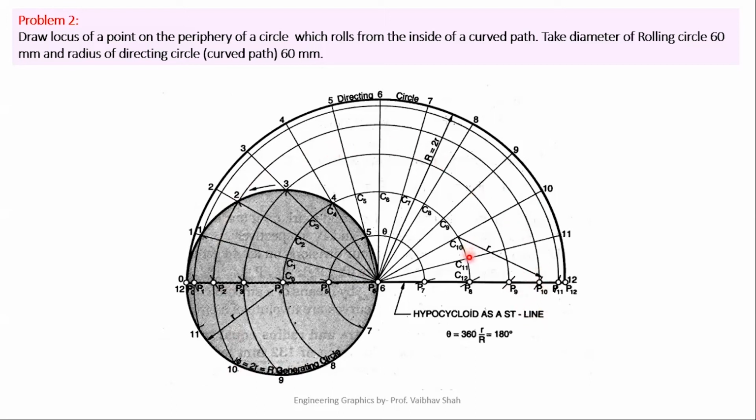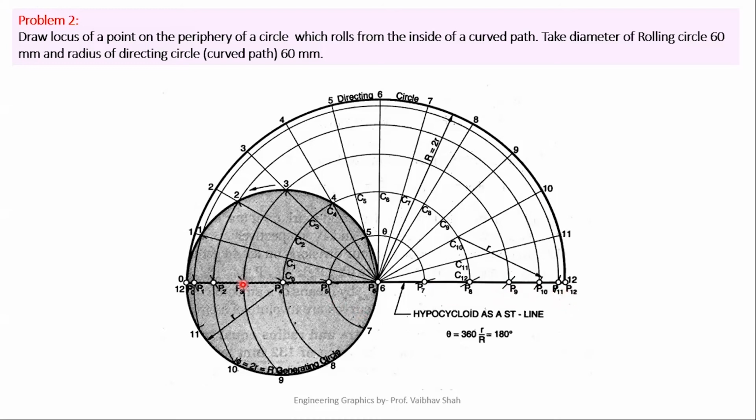Put your rounder at C11 and try to cut the circle of 11 here. So this is the P11 point. And put your rounder at C12 and try to cut this circle of 12. So this is the 12 point circle, which is the directing circle itself. So you will be having this point as P12. All points would lie on the same straight line if your drawing is correct. So find out these points P0, P1, P2, P3, P4, P5, P6, P7, P8, P9, P10, P11 and P12.